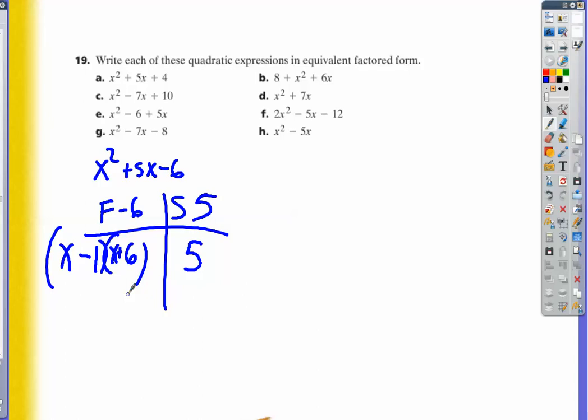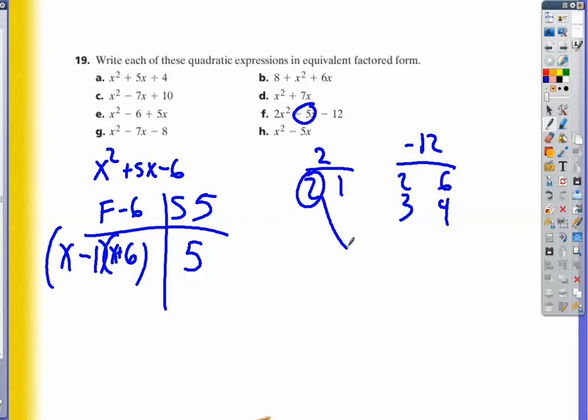Letter F is a little trickier. And here's what I'd like to do. The factors of 2 are 2 and 1. The factors of negative 12, and I'm not going to worry about the negative right now, are 2 and 6, 3 and 4. So here's what's going to happen. I need to multiply 2 by something here, and then I'm going to multiply the 1 times the other pair, missing the one I haven't multiplied by. And I'm going to subtract down to a negative 5.